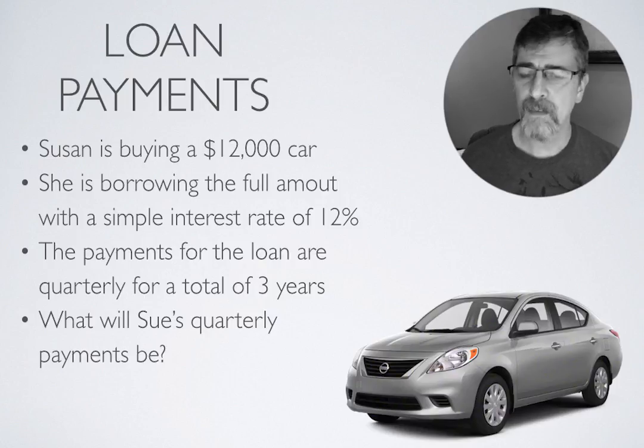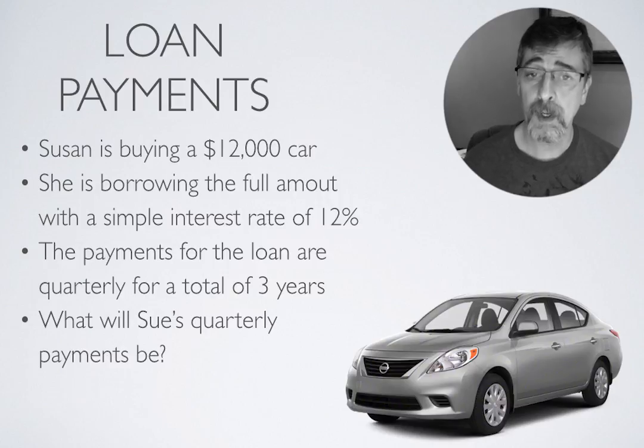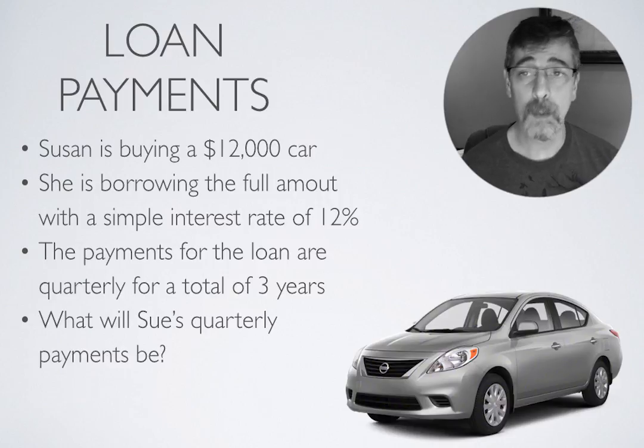Okay, so the problem we have here is that Sue is buying a $12,000 car. She's borrowing the full amount with a simple interest rate of 12%. The payments for the loan are quarterly over a period of 3 years. And the question being asked is to find out what Sue's quarterly payments will be.